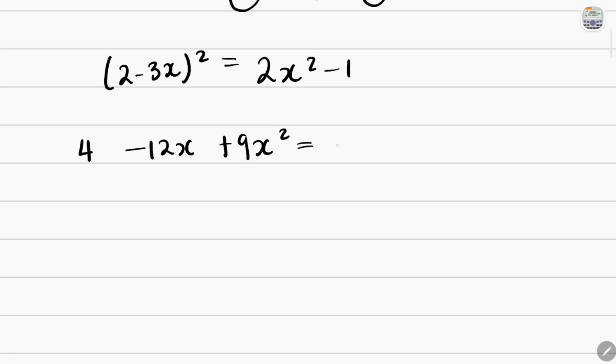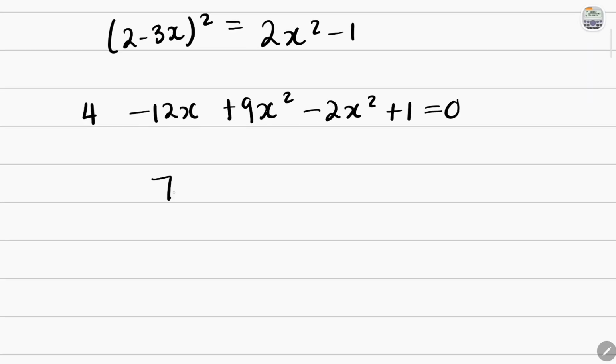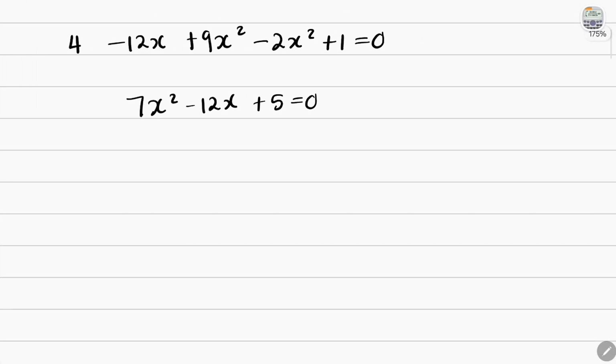And this is equal to, let's just transpose it because this is already positive here. So minus 2x squared, and that becomes plus 1 is equal to 0. 9x squared minus 2x squared is 7x squared. And then we have negative 12x. Then 4 plus 1 is 5, so plus 5 is equal to 0. Okay, so we have to factorize.